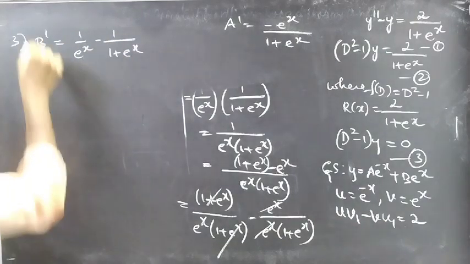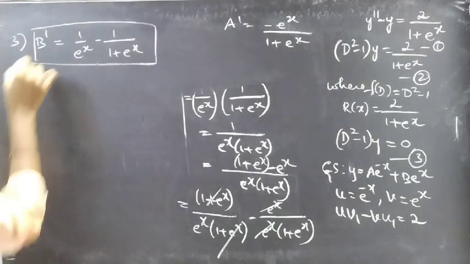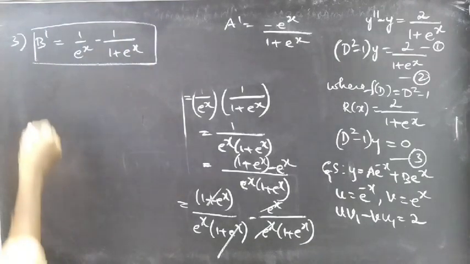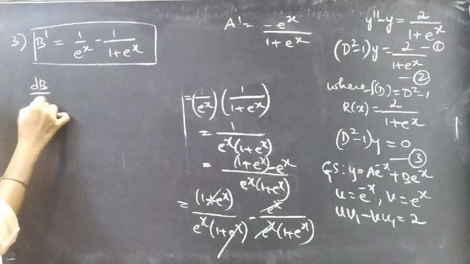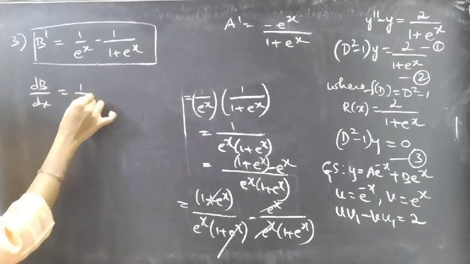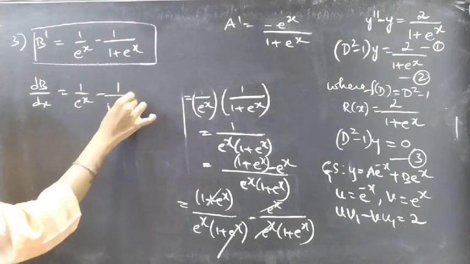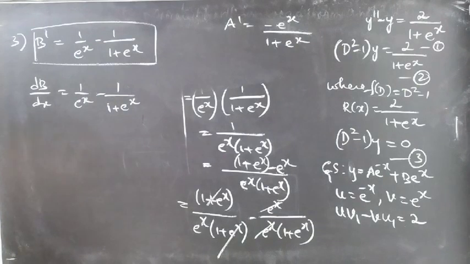Here also, we got b dash, right? And we can write b dash as the derivative of b with respect to x, and just separate the variables and then apply integration to find b. Okay, I got b dash.